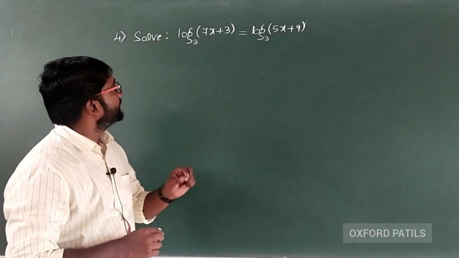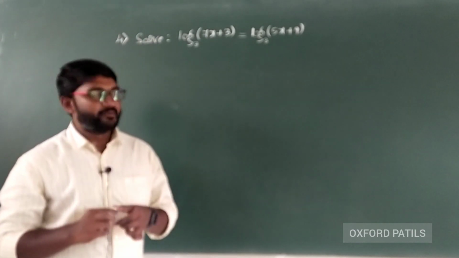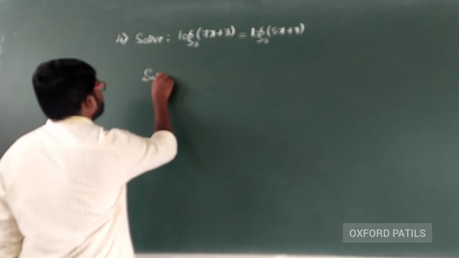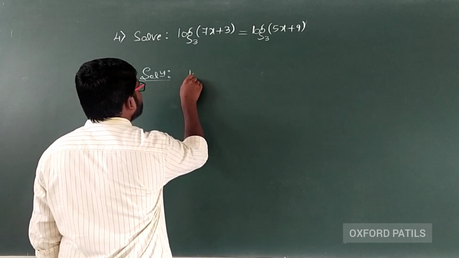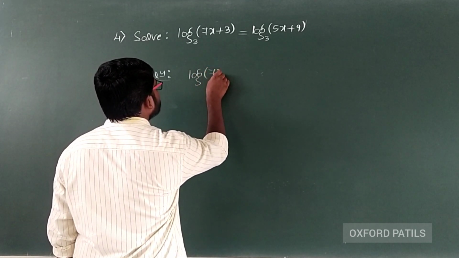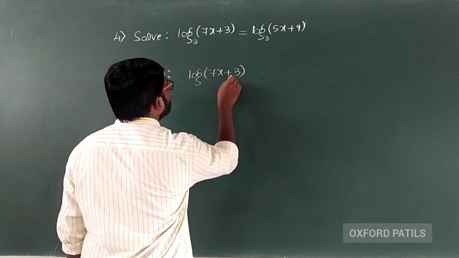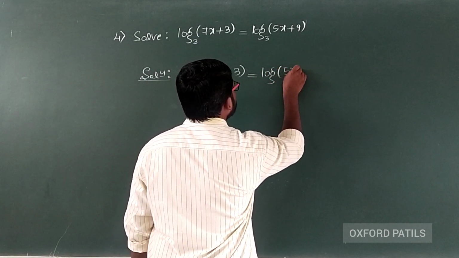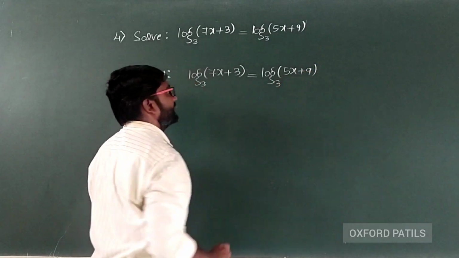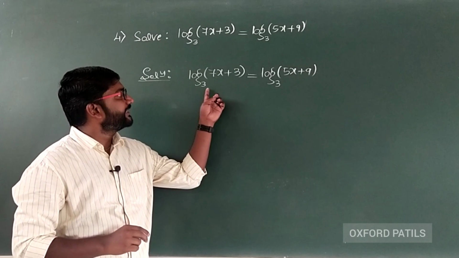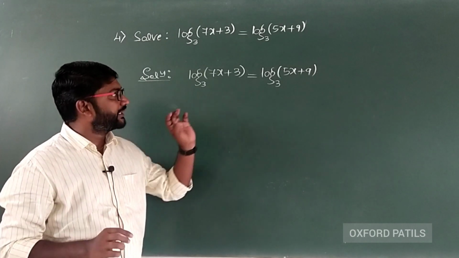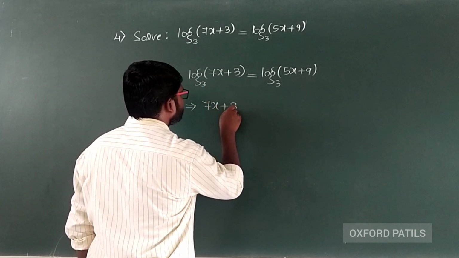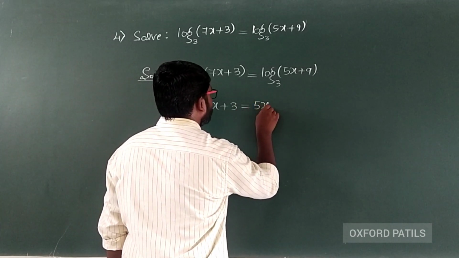Well, question number 4 is: solve log(7x plus 3) to the base 3 is equal to log(5x plus 9) to the base 3. So we will have to find the value of x here. Log(7x plus 3), this is to the base 3, is equal to log(5x plus 9) to the base 3. So both the sides you have the same base, that is 3. So we can cancel out log, or dropping the logarithm, write the remaining terms.